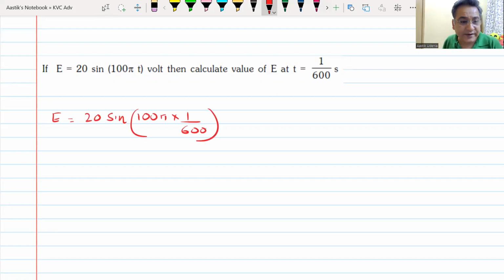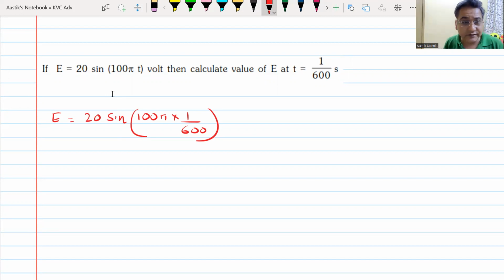So it will become sine of pi by 6. Sine of 30 degrees is half. 20 multiplied by half, and the answer would be 10. 10 volt is the value of EMF. Let us move on to the next question.